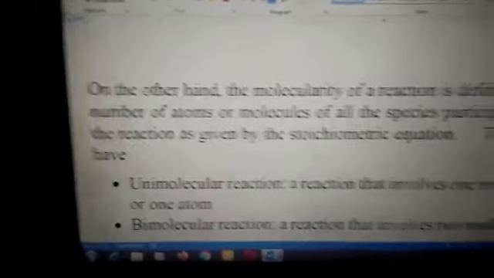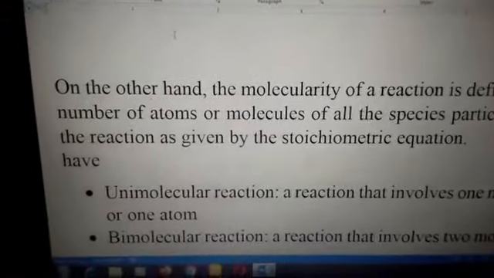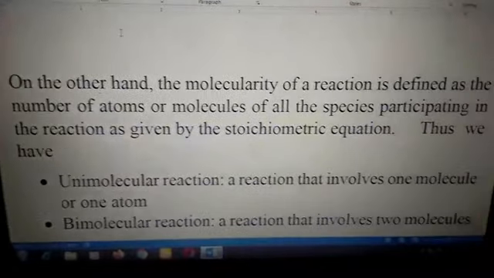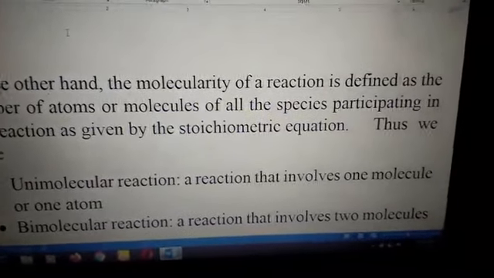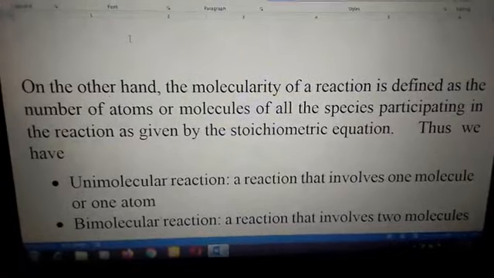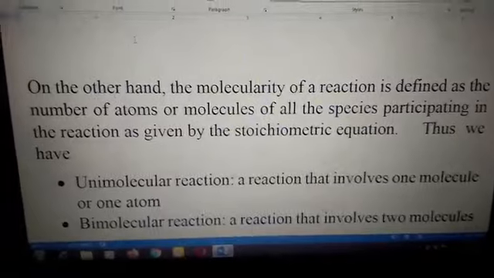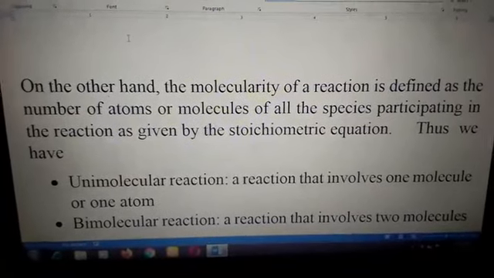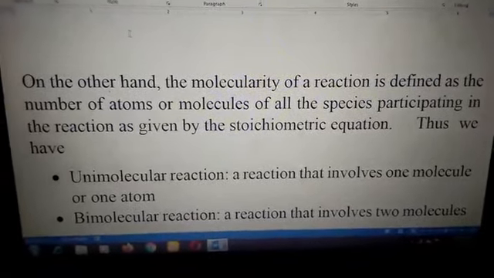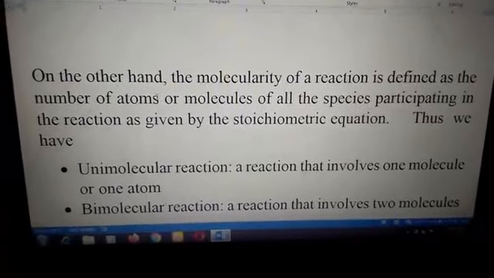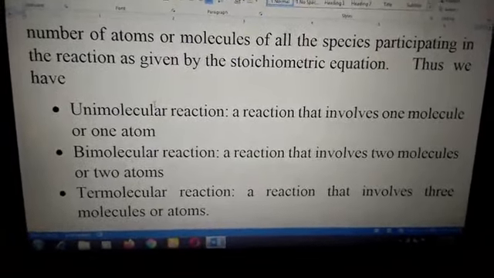So we're now going over to what is meant by reaction molecularity. So we say, on the other hand, the molecularity of a reaction is defined as the number of atoms or molecules of all the species participating in the reaction as given by the stoichiometric equation. So molecularity of reaction is obtained from the balanced chemical reaction. So it's not obtained experimentally. So see the differences.